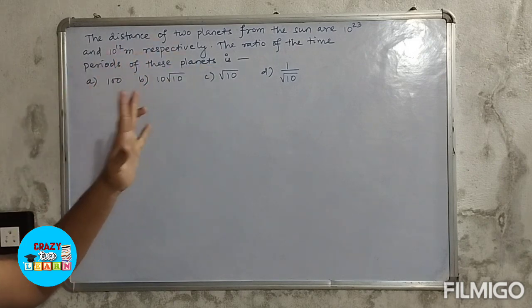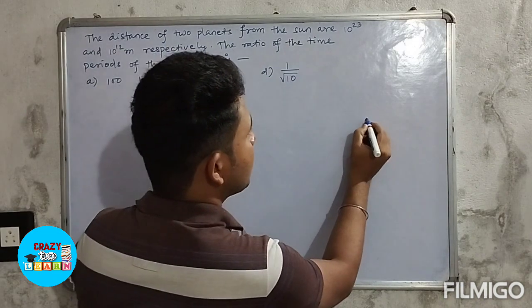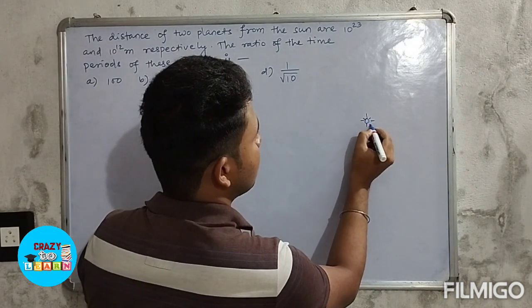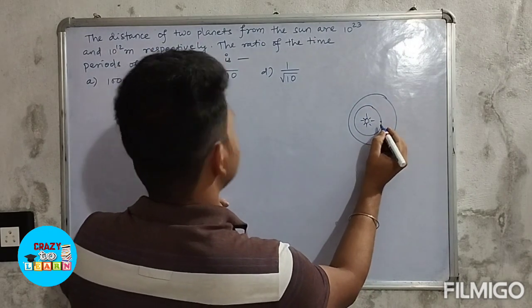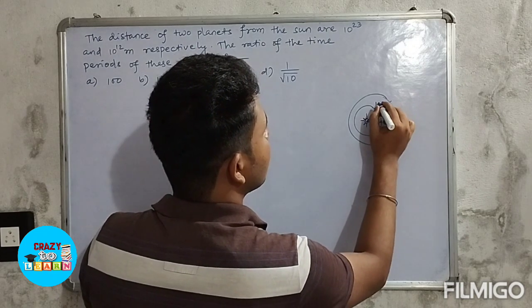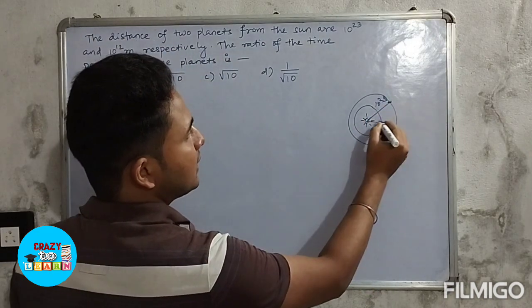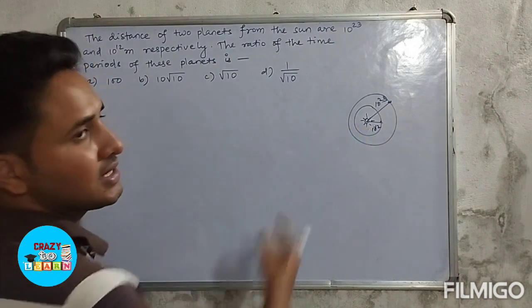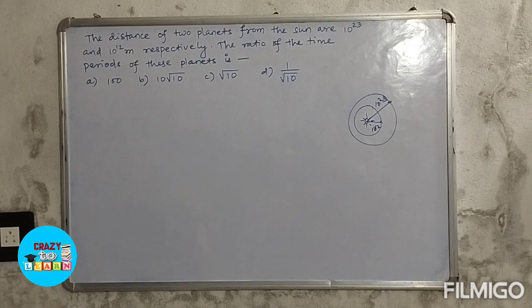The distances of the two planets from the sun are given to you. Sun is there, and the two planets' distances are given: one is 10 to the power 12, and another is 10 to the power 23. That means the distance of the planet from the sun is given to you. What are these? These are the radii of their orbits. Clear?